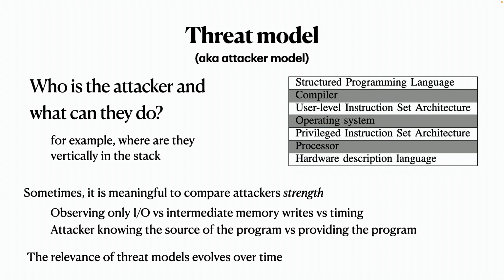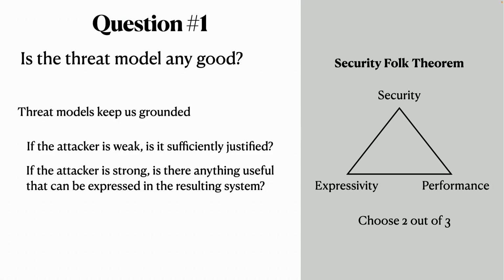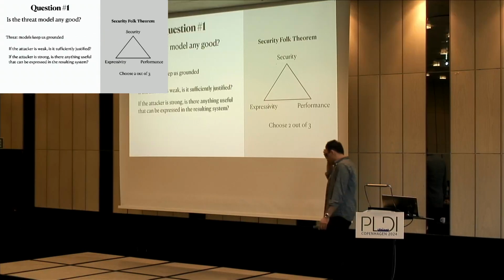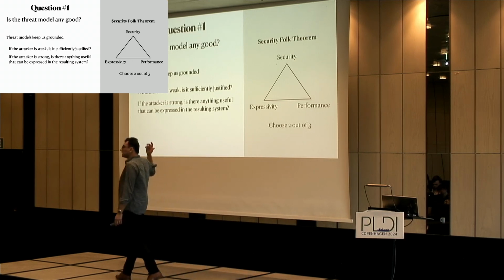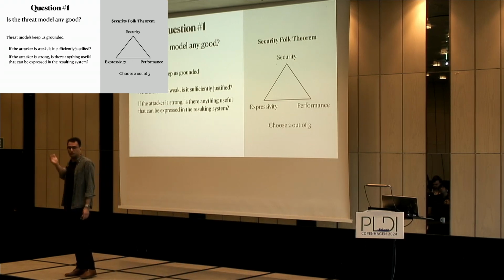Another example is the attacker knowing the source of a program versus providing the program that's going to be executed. Before the browsers, people didn't necessarily take seriously the fact that we can run adversarial code. But we do it all the time in the browser, right? The code that's executed comes from God knows where, right? So it becomes relevant. So the question number one, when I read a paper that's about programming languages and security, is: is the threat model any good? Do the people writing the paper know what their threat model is? I hope they do, right?